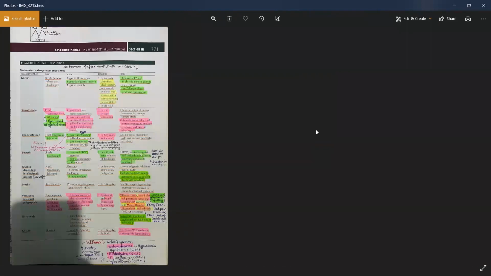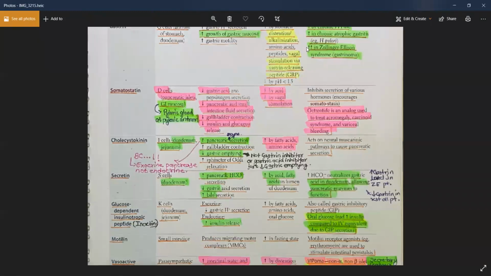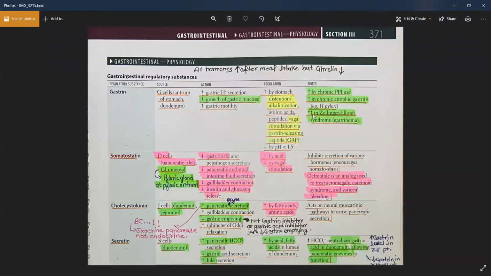So we are done with the anatomy part of the GI tract. Now let's discuss the physiology. Most of the things we have already discussed in the previous lectures. First is the gastrin released by the G cells, which are present in the antrum of the stomach. Remember which gland secretes the gastrin? We discussed it, I think, about an hour ago only.